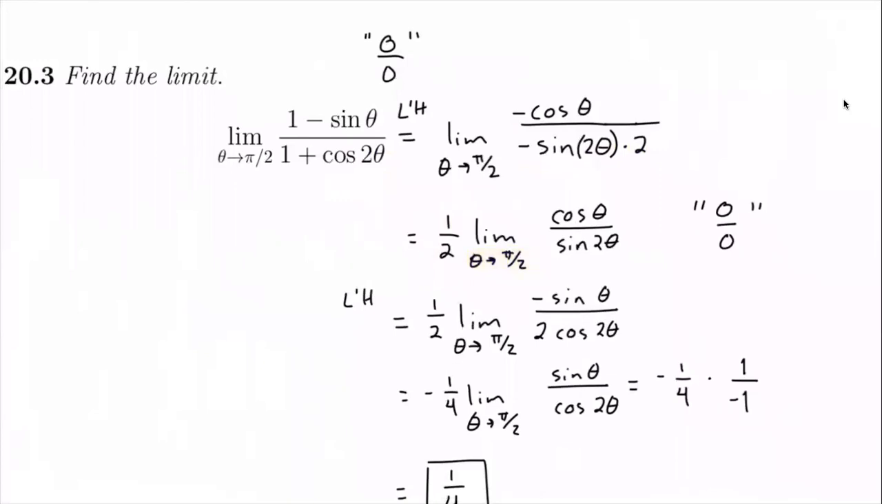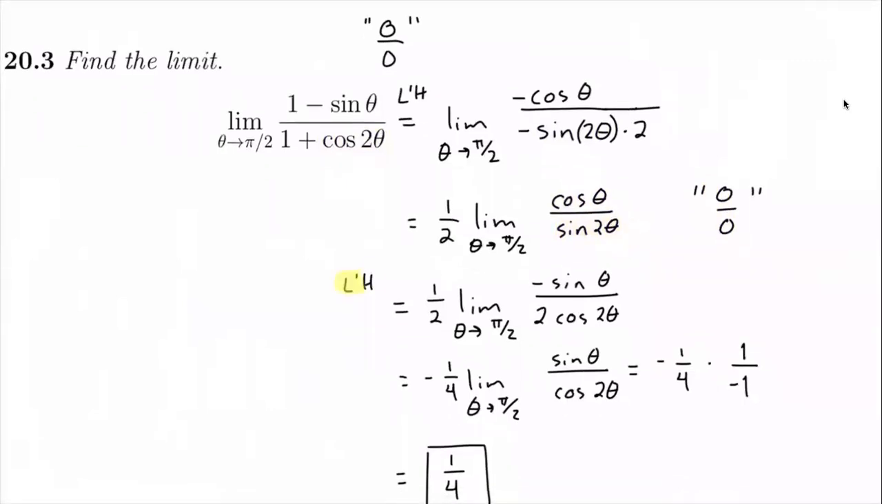We'll check to see what these functions are up to now. As theta approaches pi over 2, cosine of pi over 2 is 0. Sine of 2 times pi over 2 is sine of pi. Sine of pi is 0. Again, we have 0 over 0. It's another indeterminate form. It's perfectly feasible to use L'Hopital's rule again on this.